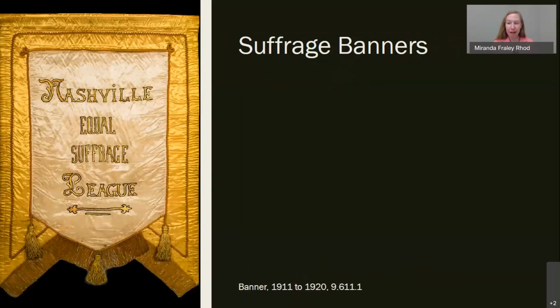Suffrage banners were very important to suffragists. And this one shown here is actually featured in our exhibit. It's one of two that were conserved especially for this exhibit. So suffragists used these banners in parades, and they really saw them as important and treasured symbols of their organization.